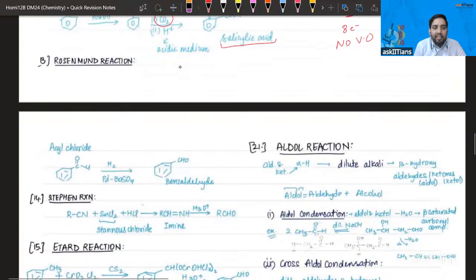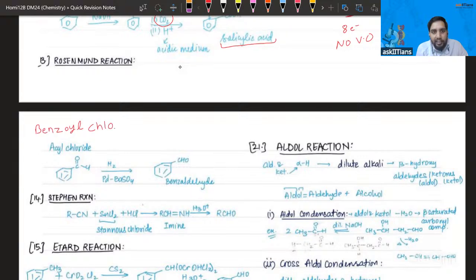The next reaction is the Rosenmund reaction. This is also an important reaction. In the Rosenmund reaction, what we will do? We have to take acyl chloride. Basically, this particular compound is benzoyl chloride. Benzene having COCl is known as benzoyl chloride.